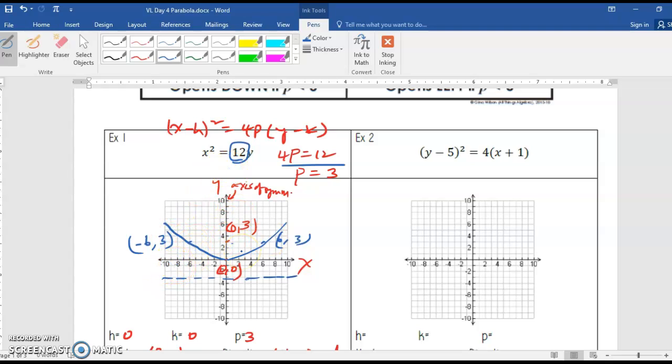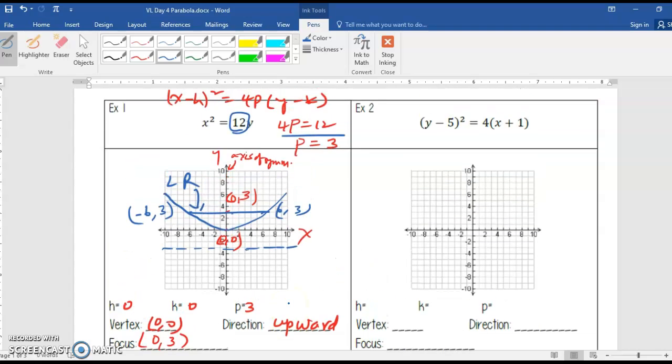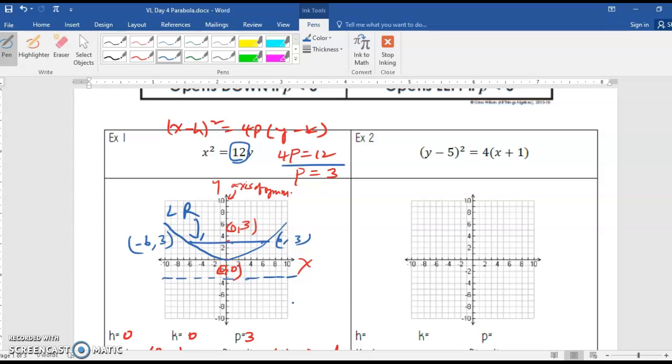So you could draw the line passing through, that's fine. So that's the latus rectum, right? It's 12 units in length, and that's it. That's your graph. This is the parabola that we are looking for. So let's look at this question.